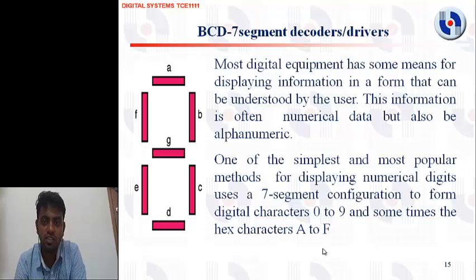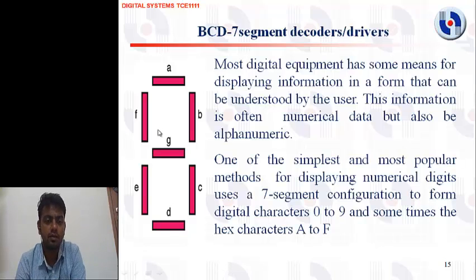Most digital equipment has some means of displaying information in a form that can be understood by the user. This information is often numerical data but also alphabetical data. One of the simplest and most popular methods for displaying numerical digits is the 7-segment configuration to form a digital character 0 to 9.